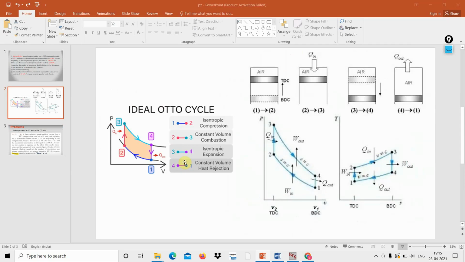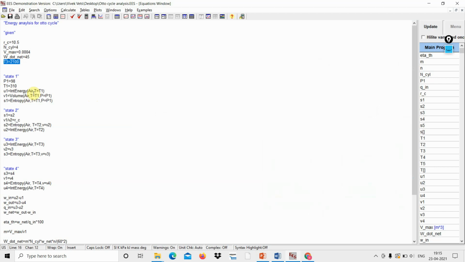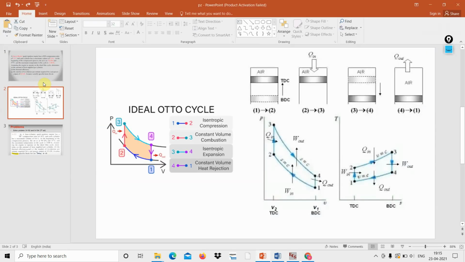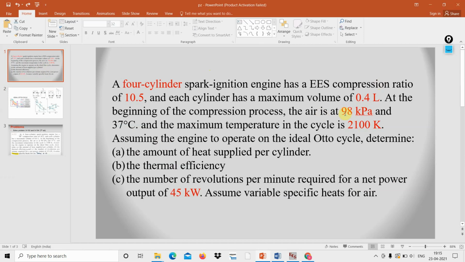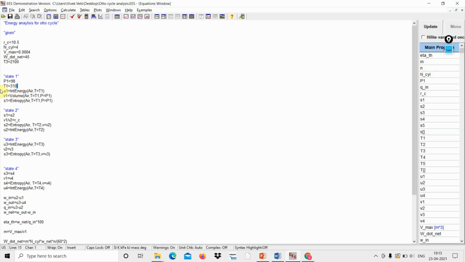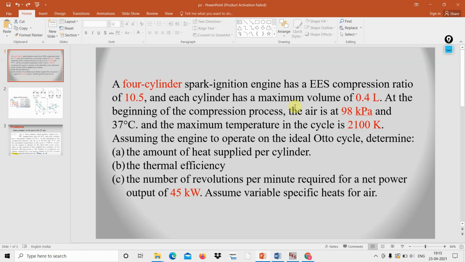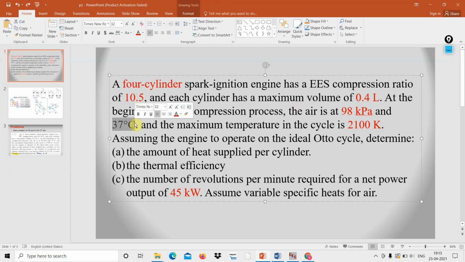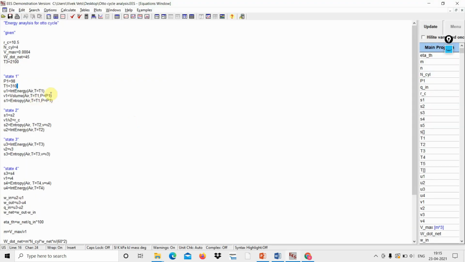So at the first stage, we have P1 as 98, given, and T1 as 310, that is 37 plus 273. The inputs we need are u1, v1, s1: u1 is the internal energy at T1, v1 is the volume at T1 and P1, and s1 is the entropy at T1 and P1.